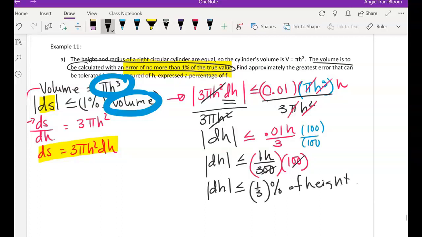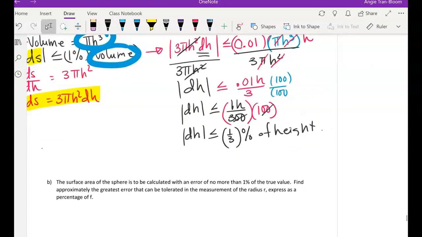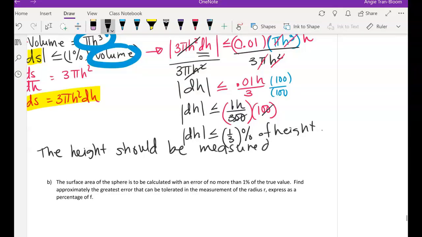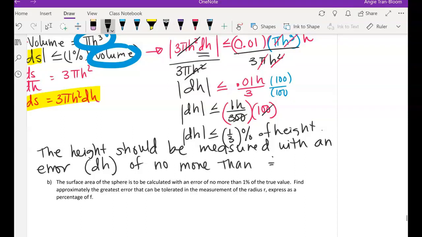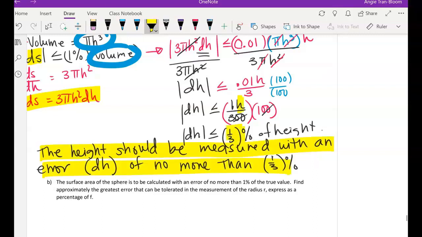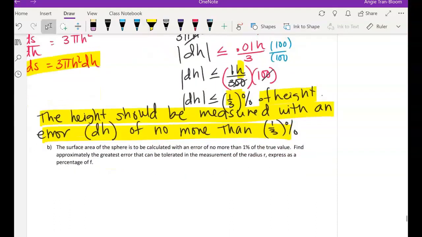H is the height, okay? So now let's spell that out. We are going to say the height should be measured with an error, which is, remember, dh is the error for height, of no more than 1/3 of a percent. Okay, so that's what all of that is. I spell that out in words so we know what I'm talking about. This is 1/3 percent. There's an h, that means it's all of the height. So math and English, whenever you are interpreting it, that's what it means.